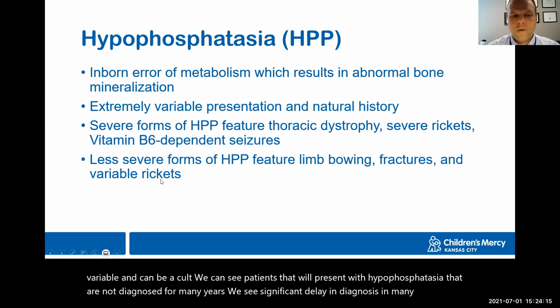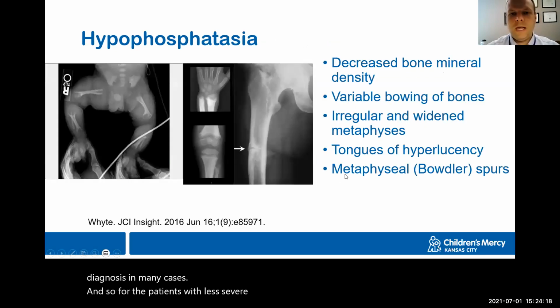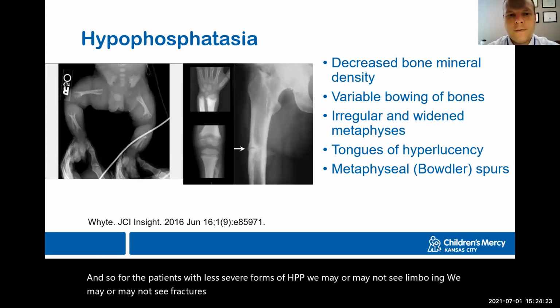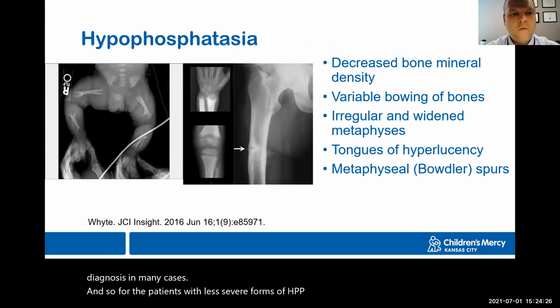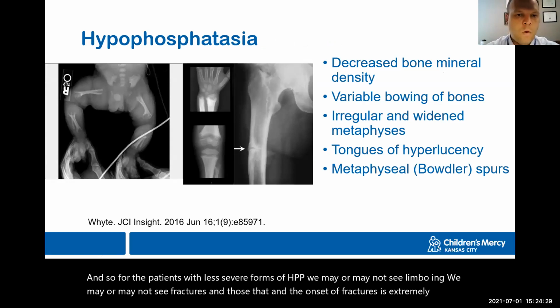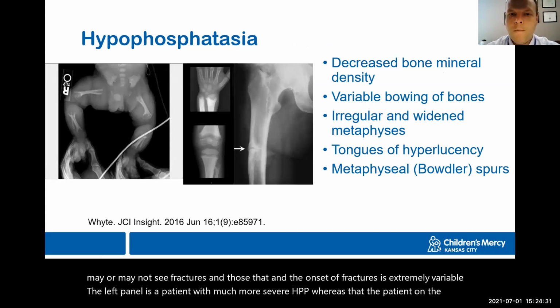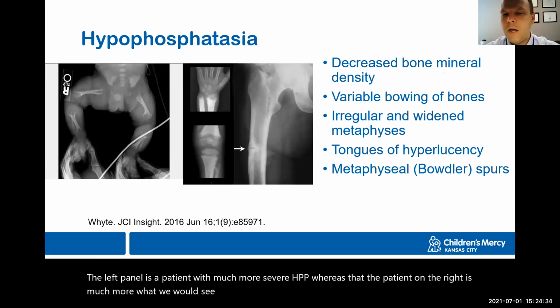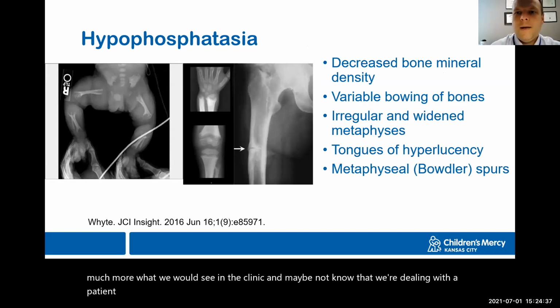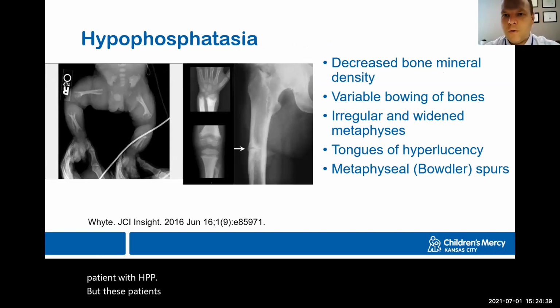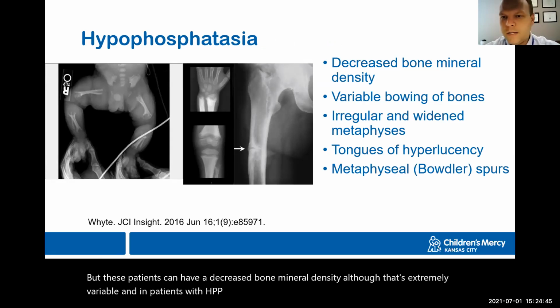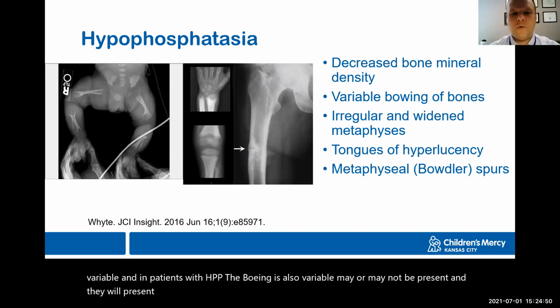And so, for the patients with less severe forms of HPP, we may or may not see limb bowing. We may or may not see fractures, and the onset of fractures is extremely variable. The left panel is a patient with much more severe HPP, whereas the patient on the right is much more what we would see in the clinic, and maybe not know that we're dealing with a patient with HPP. But these patients can have a decreased bone mineral density, although that's extremely variable in patients with HPP. The bowing is also variable, may or may not be present, and they will present with varying degrees of rickets, or in some cases, no rickets at all.